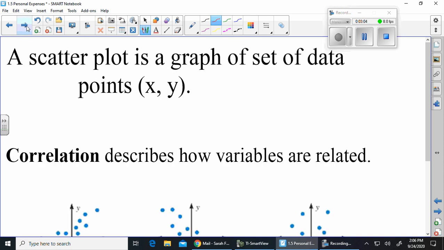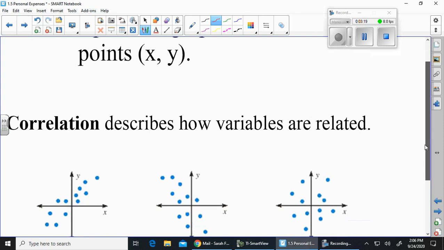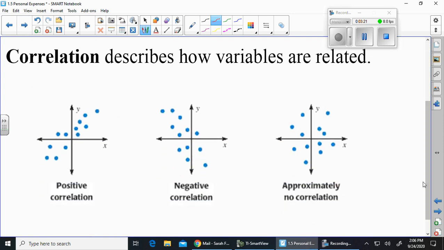So if I show this screen just as examples, a scatter plot is a graph of a set of data points, x comma y. Correlation describes how they are related. We have positive correlation, dots are going up. Negative correlation, dots are going down. No correlation, dots all over the place.